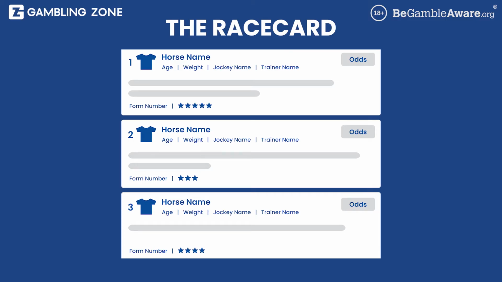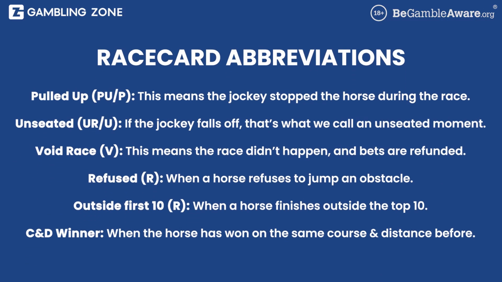It can look like a lot of information, but you should familiarise yourself with these details to make an informed decision. To truly engage in horse race betting, understanding the race card and its abbreviations is essential. Look for these beside a horse's previous runs to get an idea of how the horse might behave.